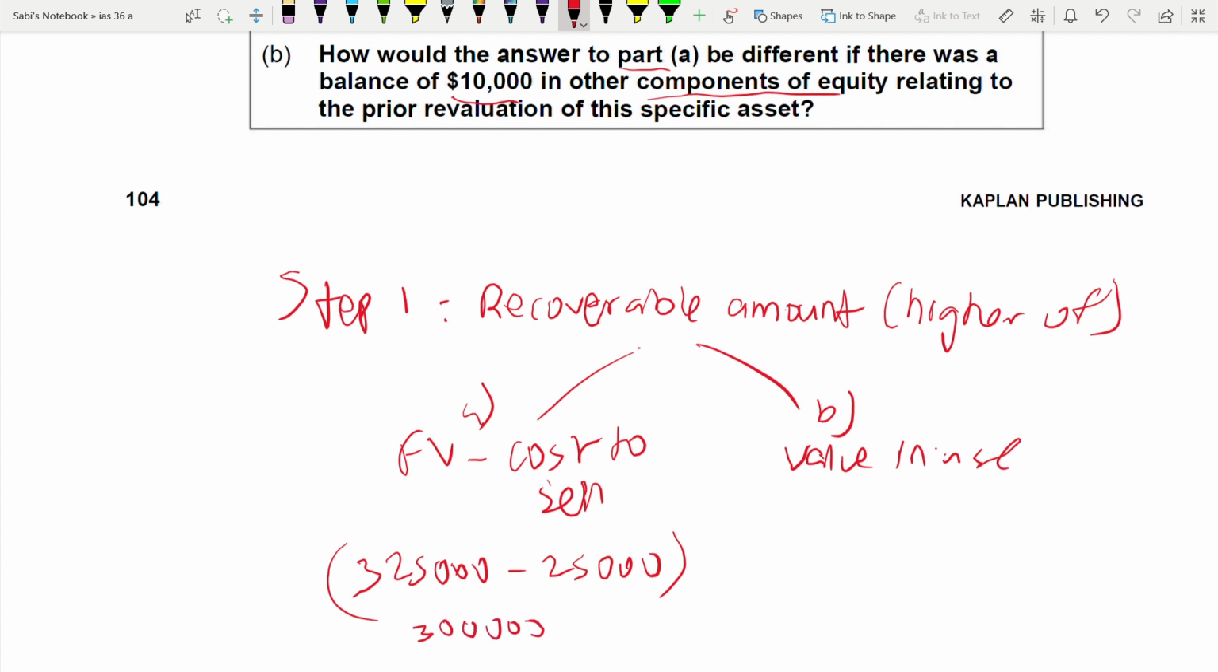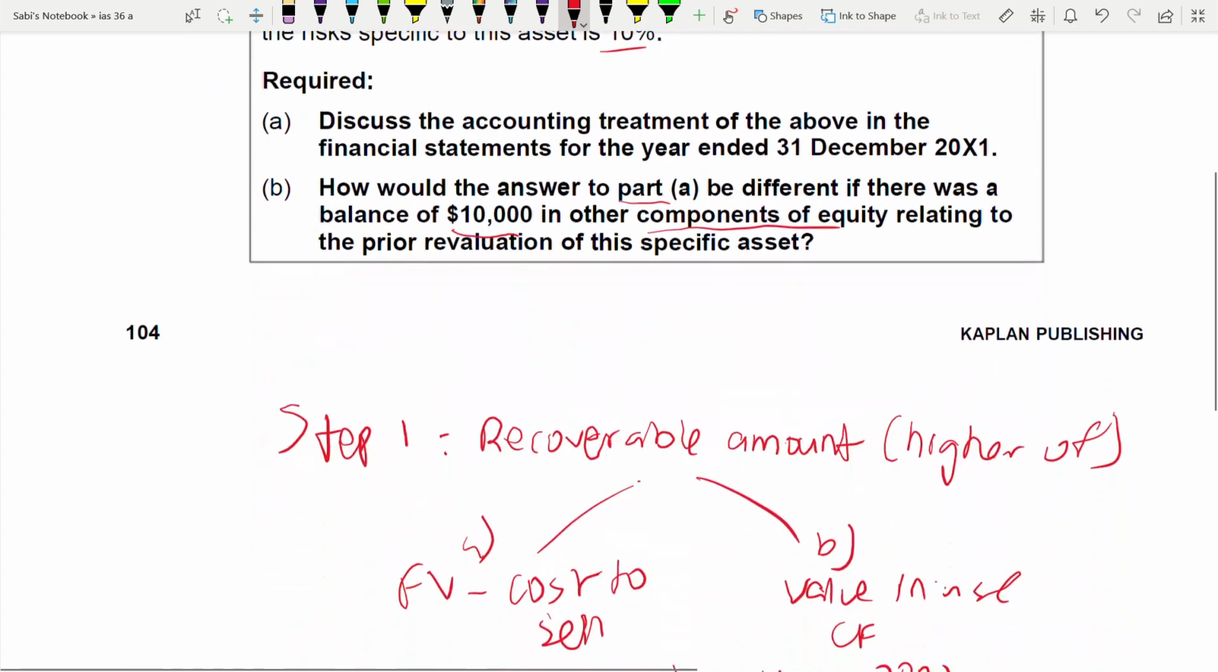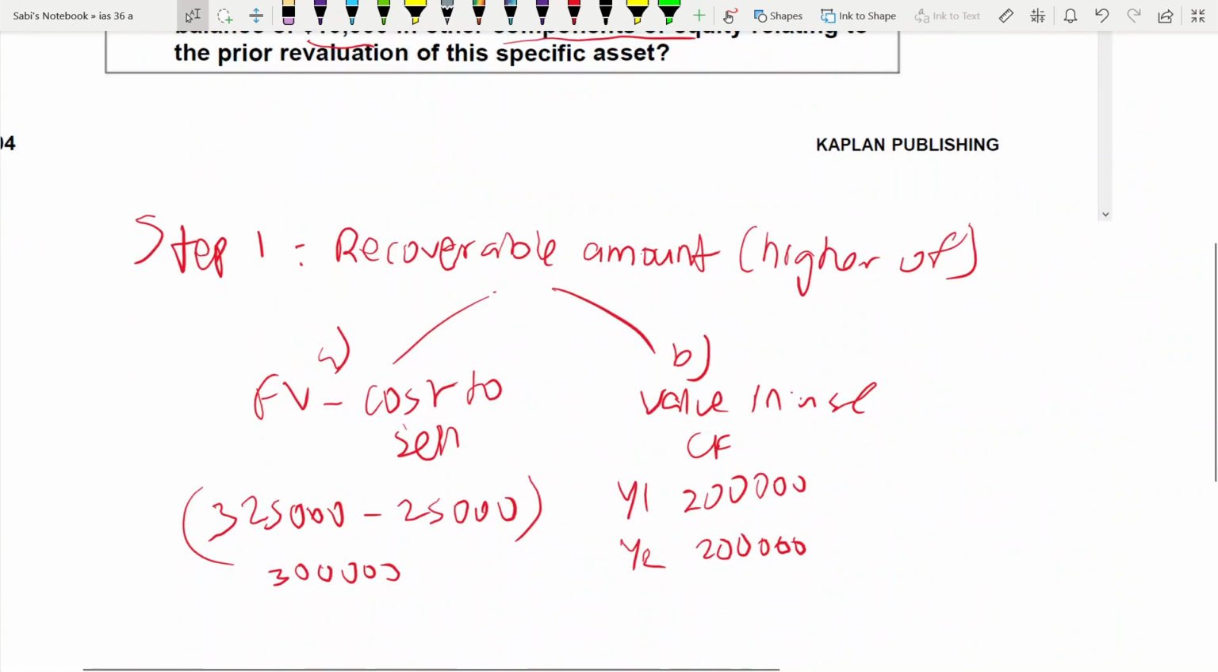For value in use, you need to find the cash flow, discount it, and find the present value. So it is year 1, year 2. Cash flow is 200,000 each year, isn't it? Yes, it's 200,000. The discount rate is 10%.